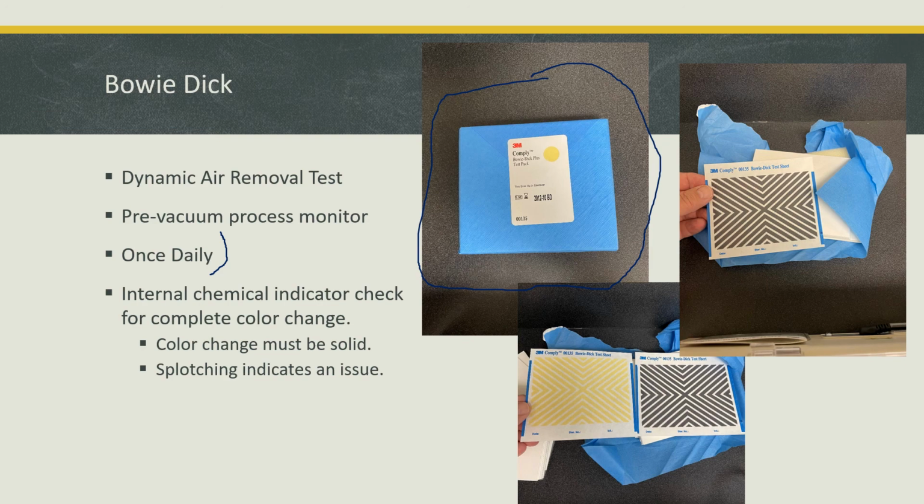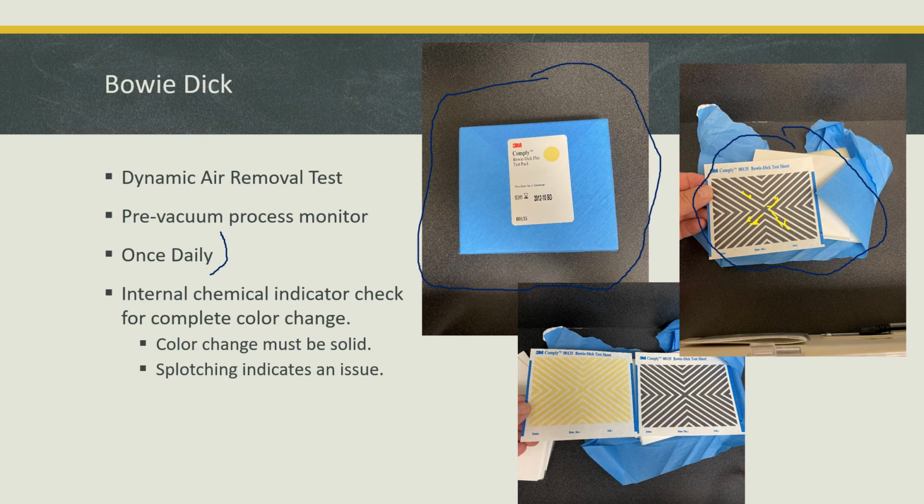Typically, it is a wrapped pack with paper on the inside, and in the middle of that paper is a chemical indicator. After this has been run, we open the pack and remove that chemical indicator. What we're looking for is a solid color change. If you see any splotchy areas, any areas that had not changed and left some splotching in it, then we would not consider that one effective.